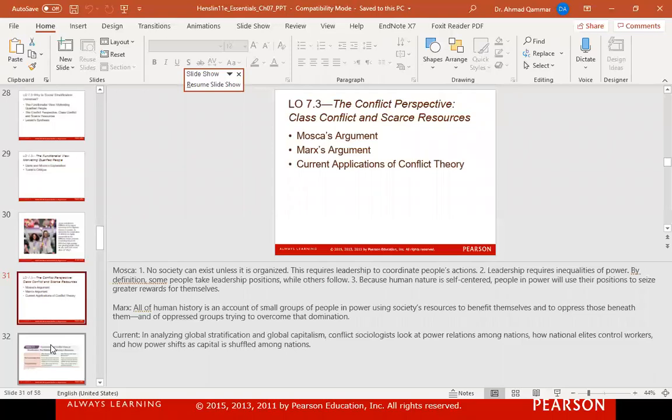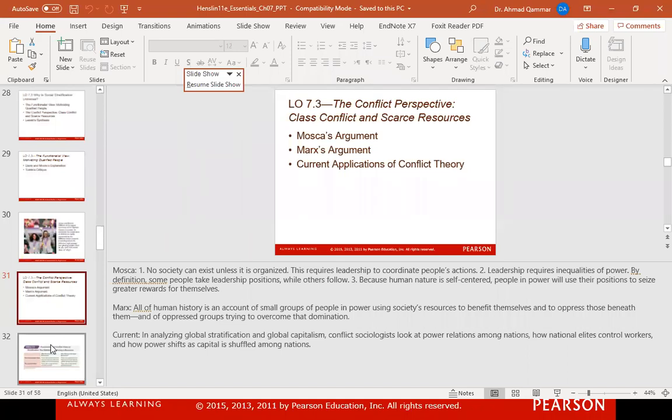And for Marx, all of human history is an account of a small group of people in power using society's resources to benefit themselves. So Marx says there are few people who are using society's resources to benefit themselves, and they want to maintain it, and that is why they would continue to oppress people who are below them, right? And those who are oppressed try to overcome this domination, but they cannot succeed because all the resources are in the hands of the few powerful, right? So for Marx, the elite controls the resources and they oppress the masses, and the masses remain oppressed because they do not have power in hand, right?